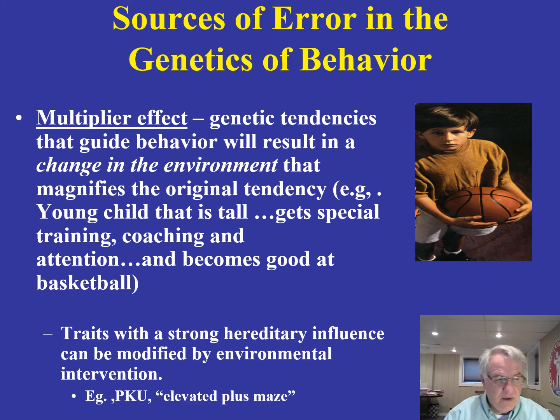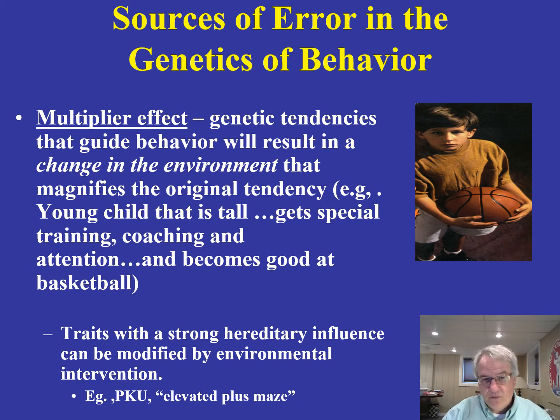So there are traits with very strong hereditary influences that can be modified by the environment. Take a look at that elevated plus maze that we talked about. Take a look at the genetic condition, for example, that we're going to talk about, which is called PKU. You'll see an example of this. So again, this is something that we have to be constantly aware of when we're trying to attribute a genetic effect to a particular behavioral outcome.